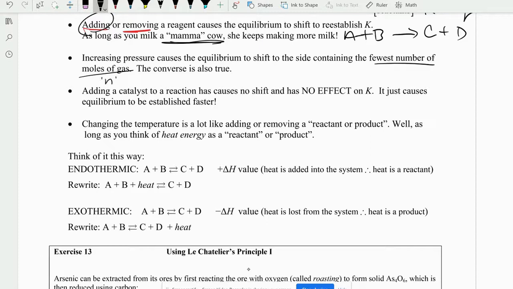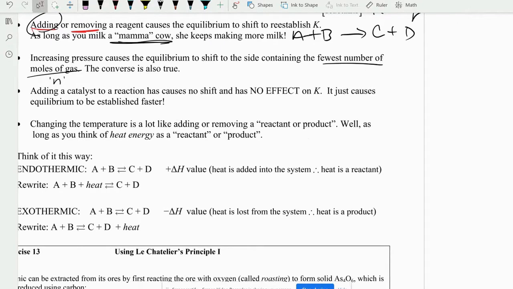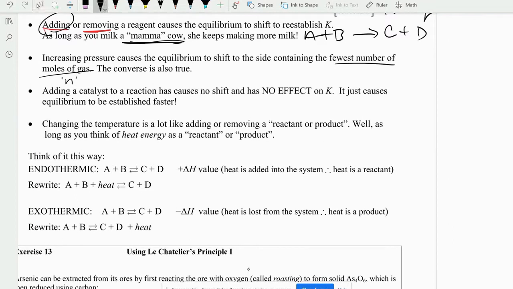Remember, little n is moles, right? Well, one of the ways to think about this, you guys, is say I have a piston or a cylinder and I have some type of plunger and I close that system off and there's some gas molecules inside there.